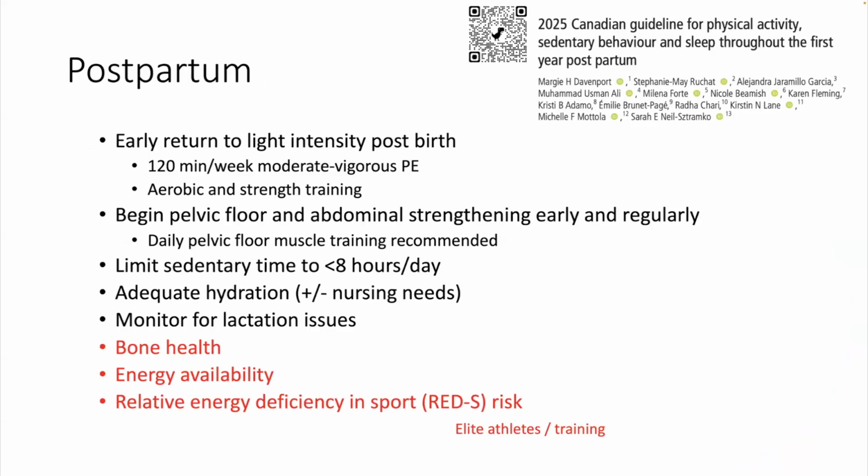The most up-to-date guidelines out there are actually the Canadian guidelines, which came out in the spring of 2025. What they recommend is an early return to light intensity activity post-birth. They don't really set a time. They don't set 2 weeks or 6 weeks. But what they do recommend is, from that 150 minutes per week before and during pregnancy, to 120 minutes of moderate to vigorous activity. And that includes, again, aerobic and strength training.